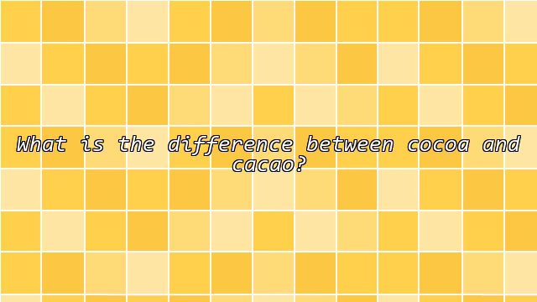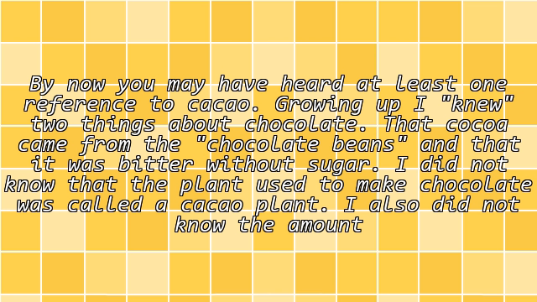What is the difference between cocoa and cacao? By now you may have heard at least one reference to cacao. Growing up I knew two things about chocolate: that cocoa came from the chocolate beans and that it was bitter without sugar. I did not know that the plant used to make chocolate was called the cacao plant.